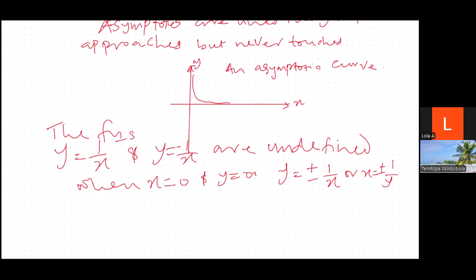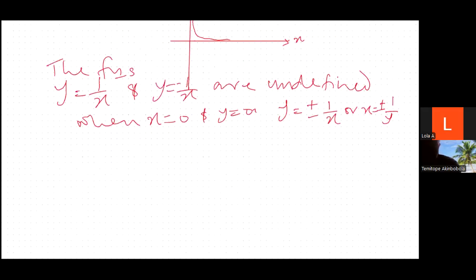A rational function is said to be undefined when the denominator is 0. So let me write that for you. Wait, sir, can I summarize? What is that? Is that the functions? Yes, the functions above the Y. Okay.